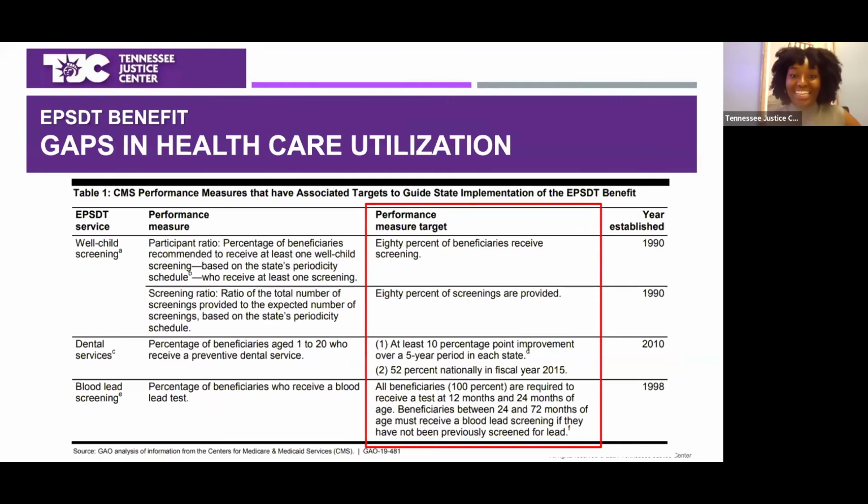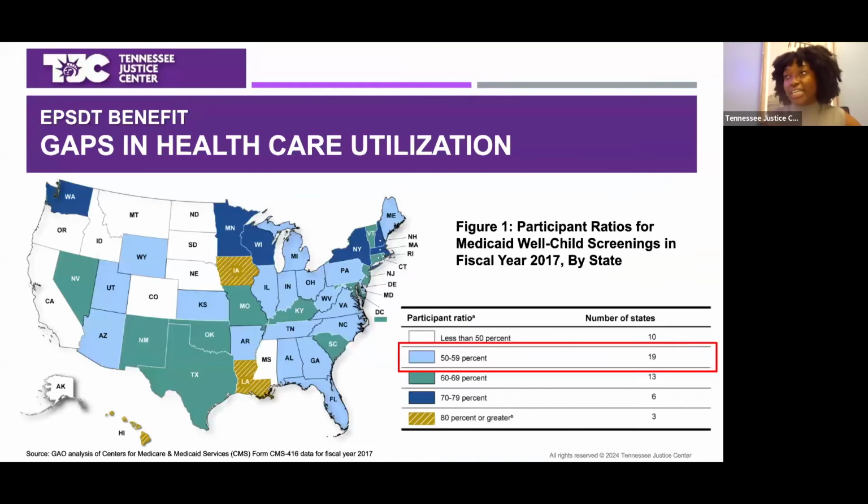The problem is that, as comprehensive as this benefit is, there's an underutilization of it. CMS put out performance targets where they essentially wanted to see that 80% of beneficiaries, so 80% of kids on Medicaid, were receiving the age-appropriate screenings. And what they found is that that was not the case. You'll see this map on your screen. Most of the country falls into that light blue bucket, the 50 to 59%.